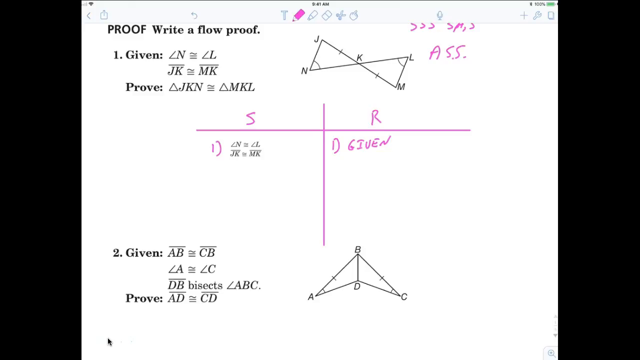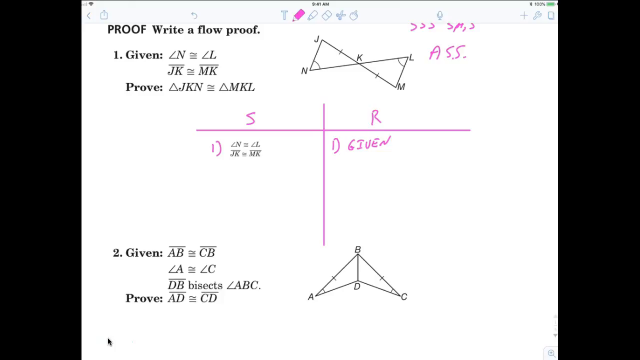Now, you can't assume anything. You have to figure out what in the figure you can say is true. Go. JKN and LKM are congruent due to vertical angles, VAT, the vertical angle theorem. That is correct.